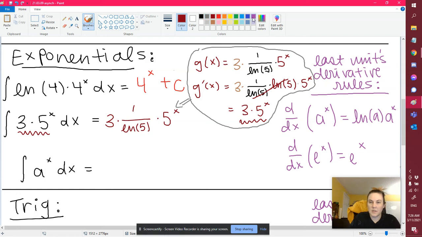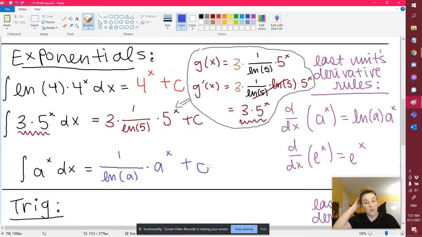And let's generalize this. Let's kick back to blue. When we have a to the power of x, it turns out that our integral, oh shoot, plus c. Our integral is going to be 1 divided by the natural log of a times a to the power of x plus c.